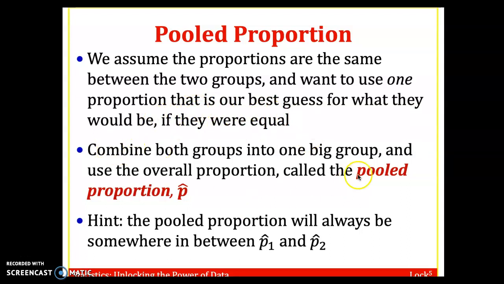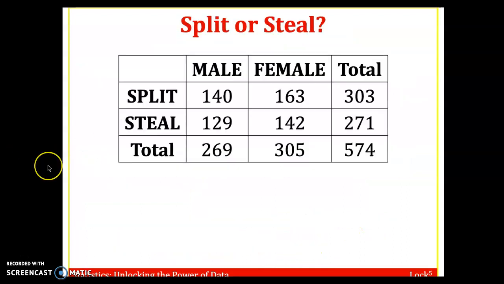So we're going to combine both groups into one big group and use the overall proportion. We're going to call this the pooled proportion P hat. The pooled proportion will always be somewhere between P hat 1 and P hat 2.